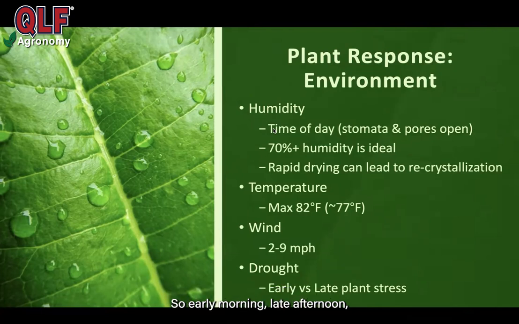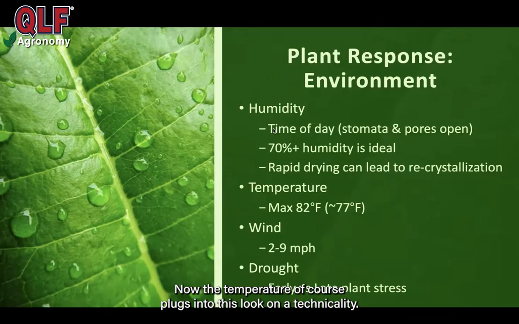So that really means high humidity is your optimum for the timing of the application. Early morning and late afternoon, for example, is going to be better, through into the evenings. The magic number here is around 70% humidity, which is excellent. You can achieve uptake lower than that, but if you're at 70 and above, this is perfect for foliar uptake.